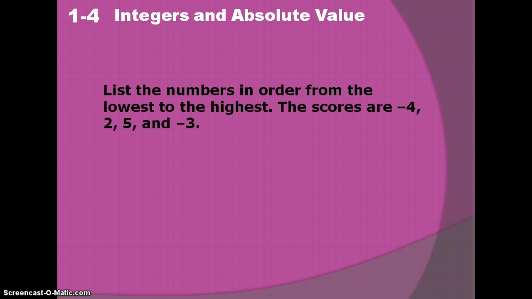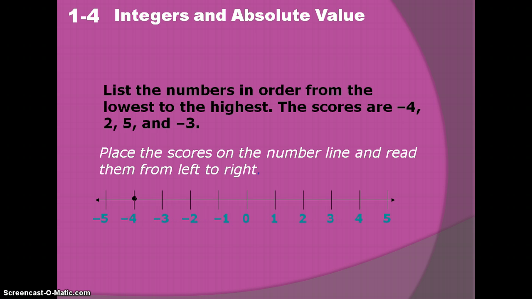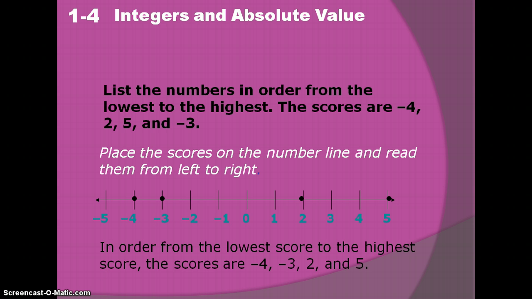First, we want to start by understanding the order of numbers when we're talking positives and negatives. So if we have the numbers -4, 2, 5, and -3, we want to order them least to greatest. We would start with the negatives. The largest as a whole number would be the smallest as a negative. So we would start with -4, -3, 2, and 5.